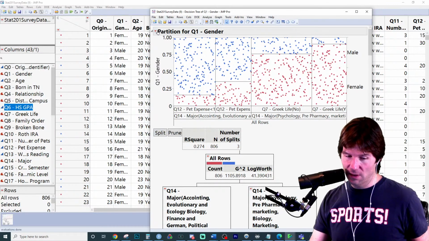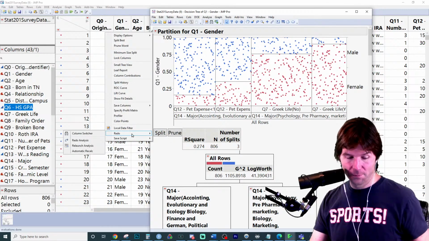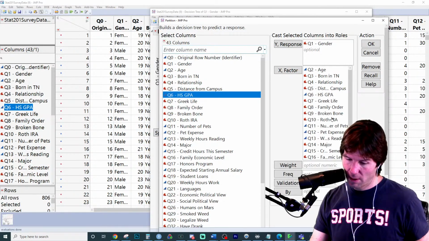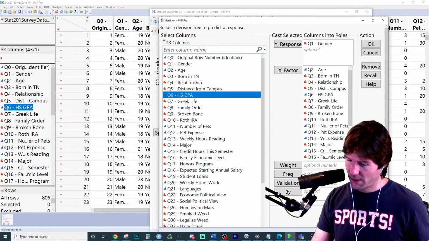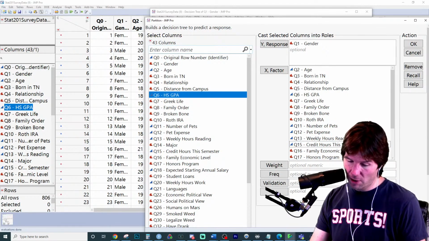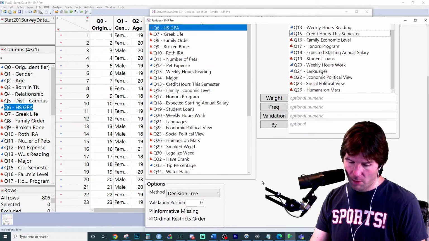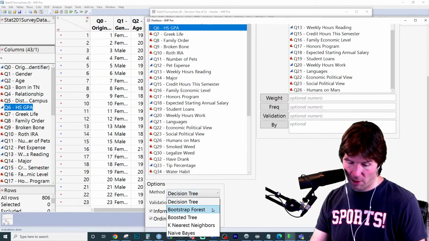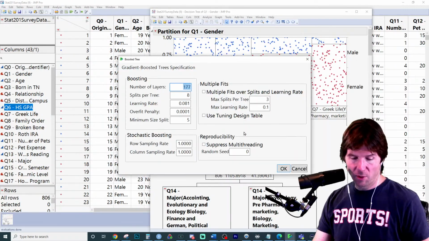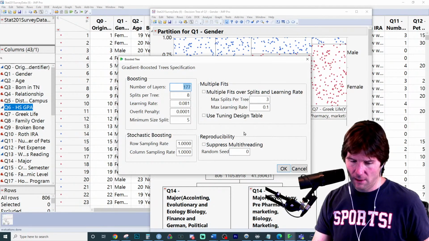So we could actually do this inside of JMP. We don't want major. Go to relaunch analysis. Let's remove major. I rarely do it inside of JMP, but I want to see how JMP looks when it does it. So here's major, and I think there was one other one. I can't remember what it is, but let's go down here to boosted trees. It brings up a secondary thing when you do it here. Yeah, here it is: number of layers, splits per tree. That's the interaction.